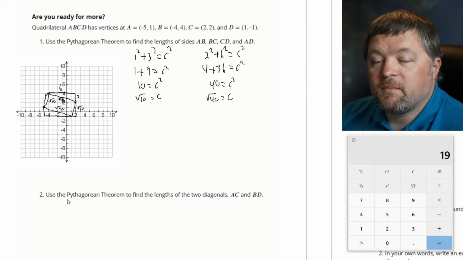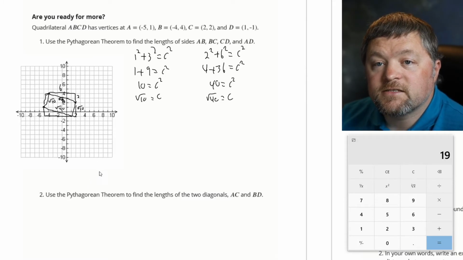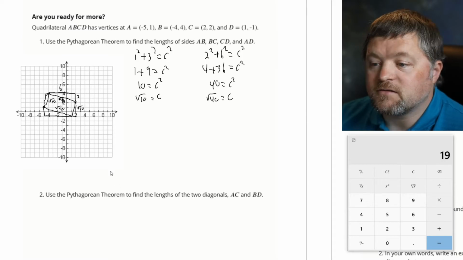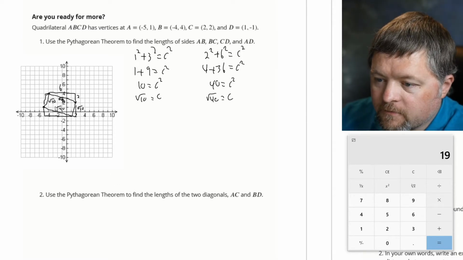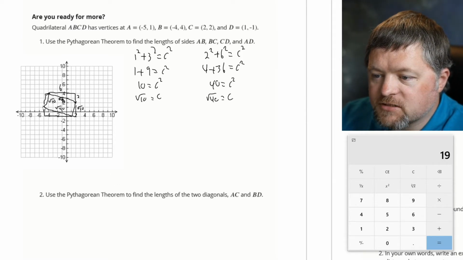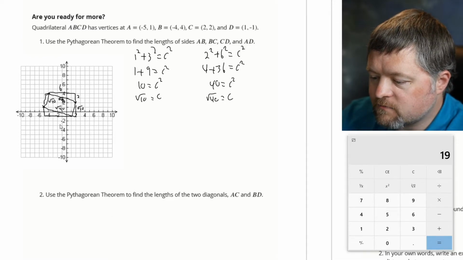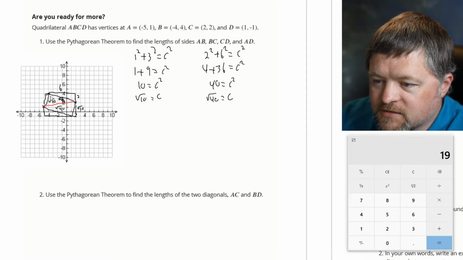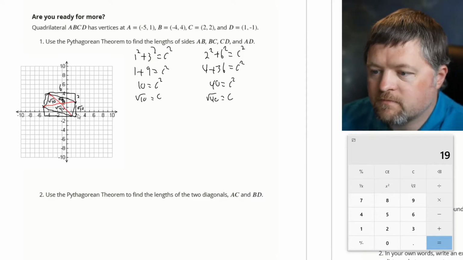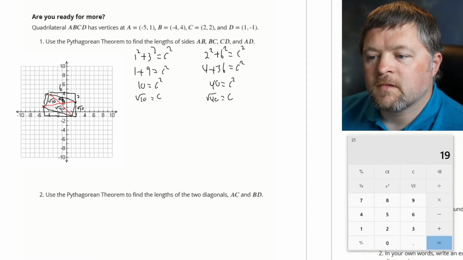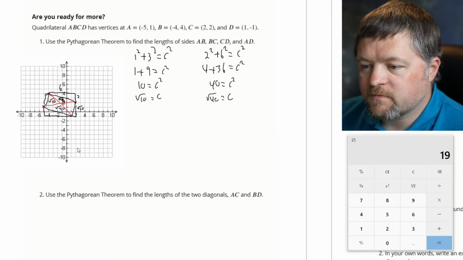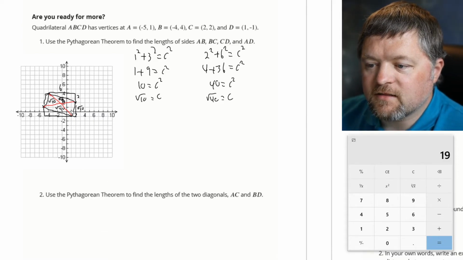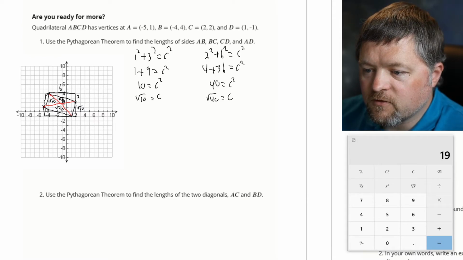Use the Pythagorean theorem to find the lengths of the diagonals. So the diagonals of a rectangle are these, connecting the corners. So now let's find the length of each of those.